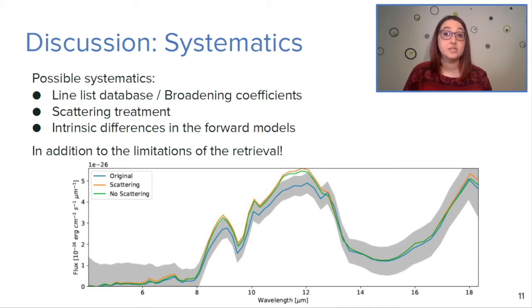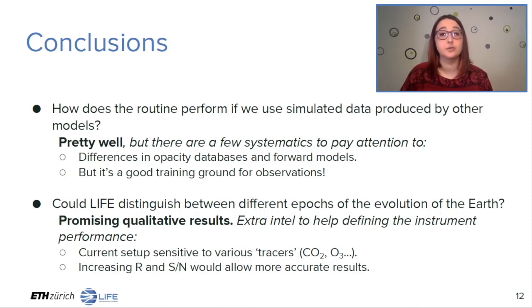Possible causes of these differences could be the choice of different line lists or broadening coefficients, or differences in the models that produce the spectra in the first place, and in the way they treat radiative transfer or the scattering. These systematics may justify the larger uncertainties on some of the abundances. So, to conclude, coming back to the questions we wanted to answer, our routine is capable of retrieving good results, even when using a more complicated simulated spectrum.